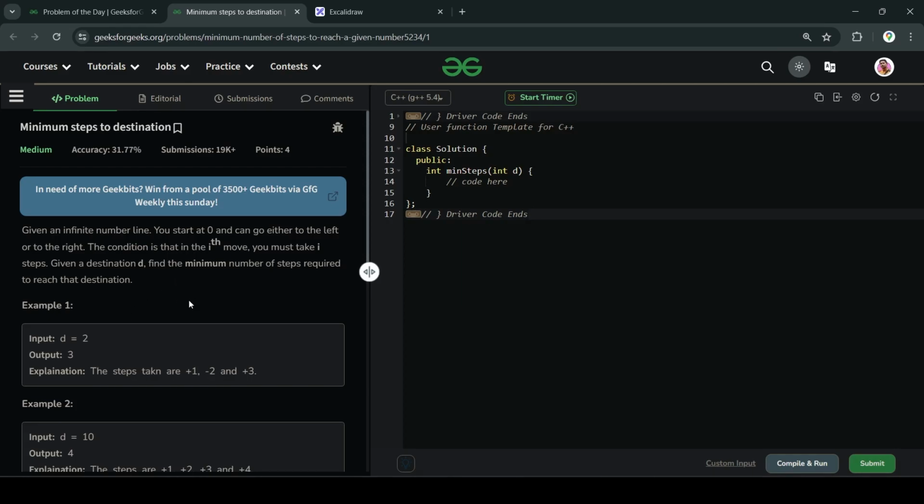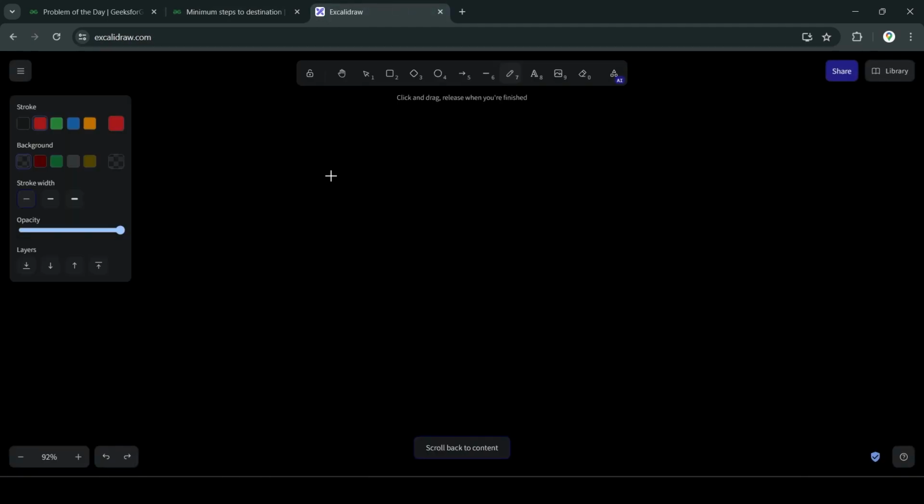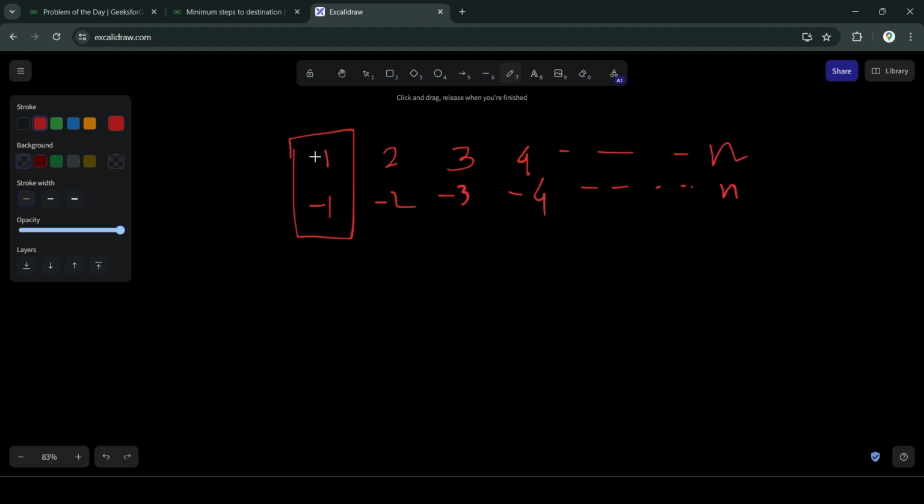Either you can add plus 1, then you can add plus 2, and so on. Either you can add plus something, or you can add minus something. Like in the first step, you can have either some positive values or negative values. And the series was like 1, 2, 3, 4, dot, dot, n. And the other series is minus 1, minus 2, minus 3, minus 4, basically the negative series. And for every step, you have two options: either this one or this one.